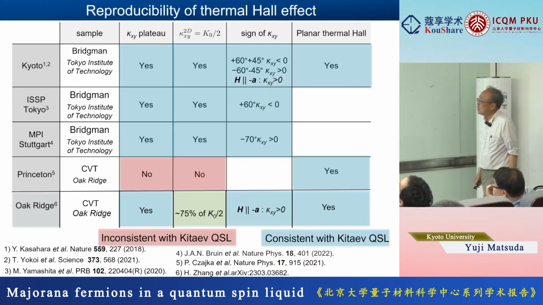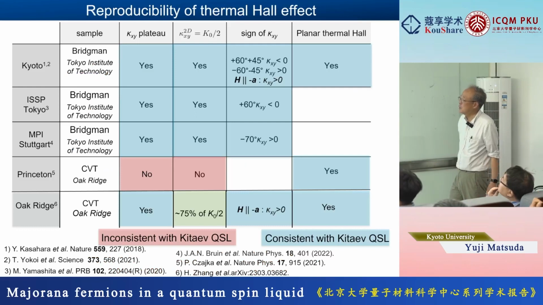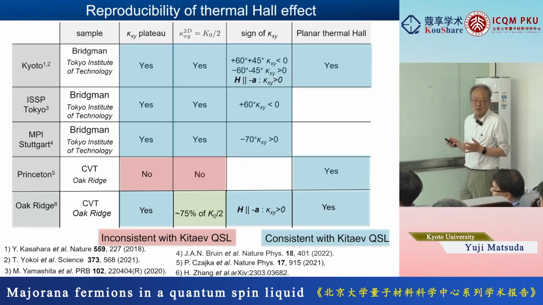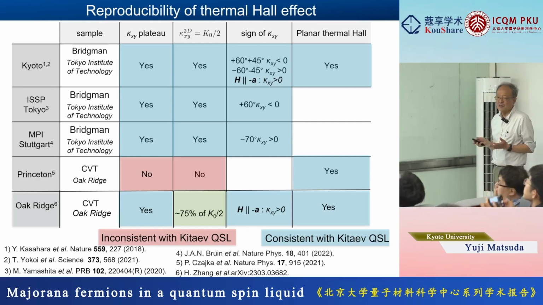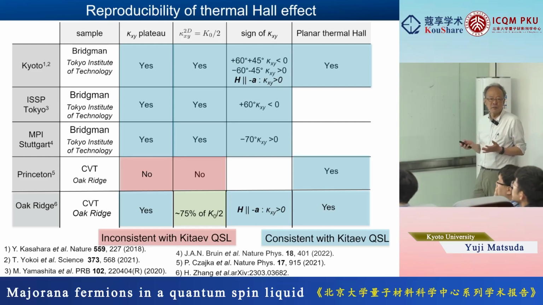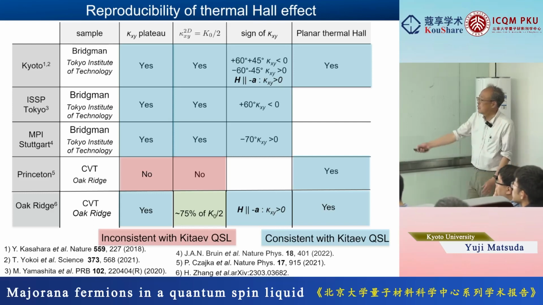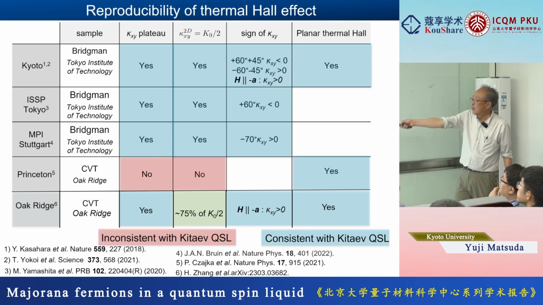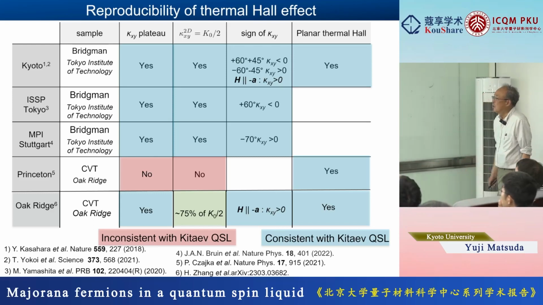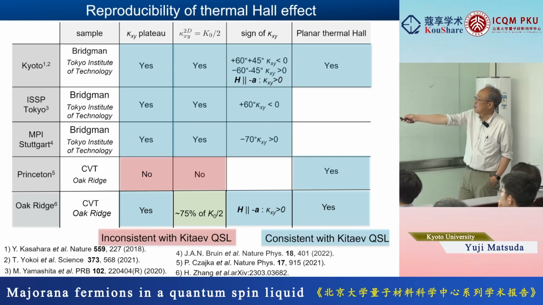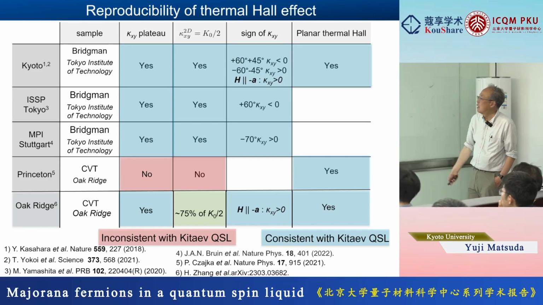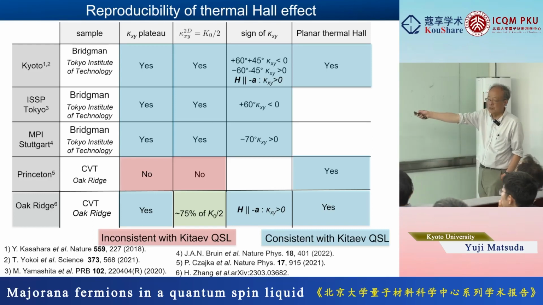Okay, so let me summarize the reproducibility of the thermal Hall effect. In a condensed matter experiment, the most important issue is reproducibility. If someone observes something, but other groups cannot, people become very skeptical about the data. So until now, five groups have measured the field dependence of the thermal Hall effect. Kyoto, Tokyo, and Max Planck Stuttgart observe the plateau and half-quantized value, and the sign of kappa xy is consistent with the Kitaev model.